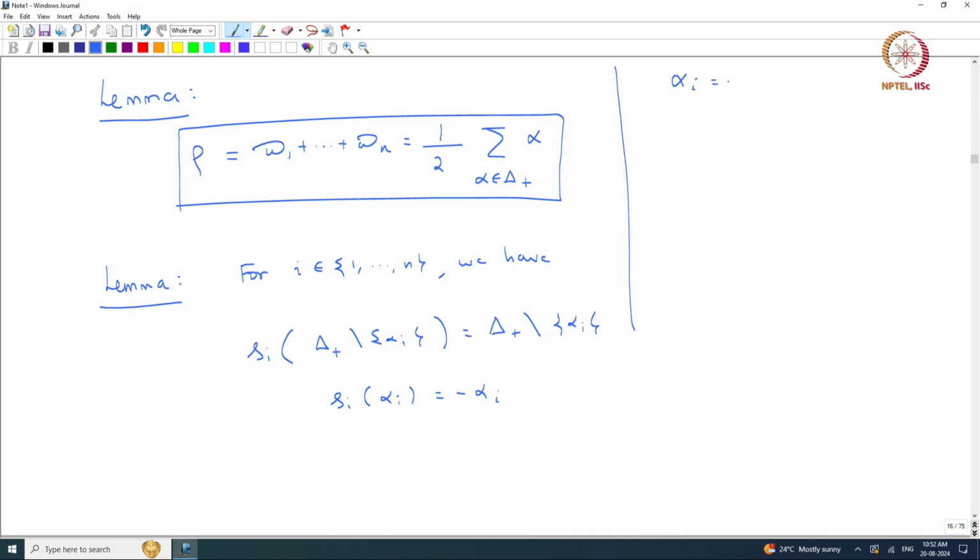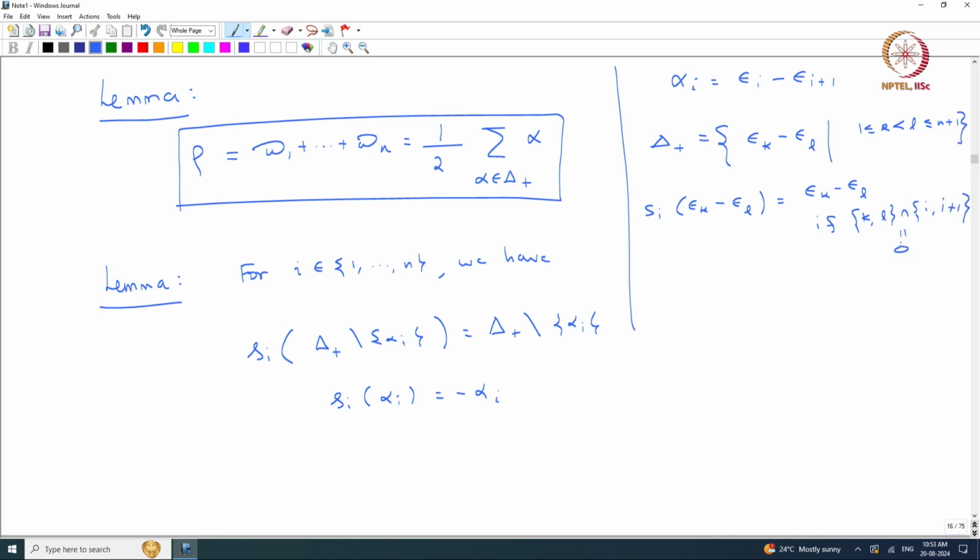You write alpha i as epsilon i minus epsilon i plus 1, and the positive roots delta plus, in terms of the epsilon i basis, are epsilon k minus epsilon l, where 1 is less than or equal to k, less than l, less than or equal to n plus 1. Now you simply calculate s i of epsilon k minus epsilon l, and you can see that this will be exactly epsilon k minus epsilon l if k and l are both disjoint from i and i plus 1.